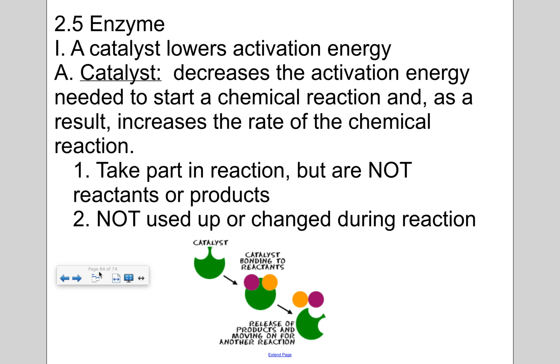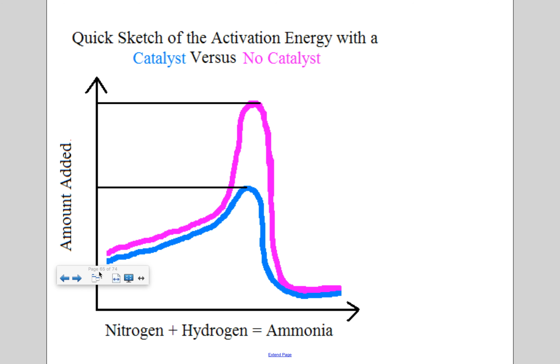So as a result, when they lower that activation energy, the rate of the chemical reaction is going to increase. Catalysts or enzymes take part in the reaction, but you don't see them on the reactant side or the product side because they're not used up or changed during that reaction. So here's a sketch showing that if I don't have a catalyst, I have a high activation energy. But if I add a catalyst, it's going to lower that activation energy and increase the rate of that chemical reaction.